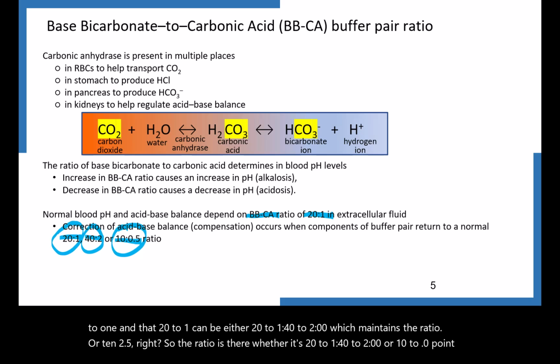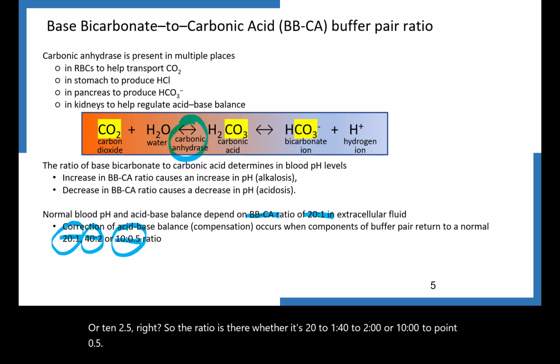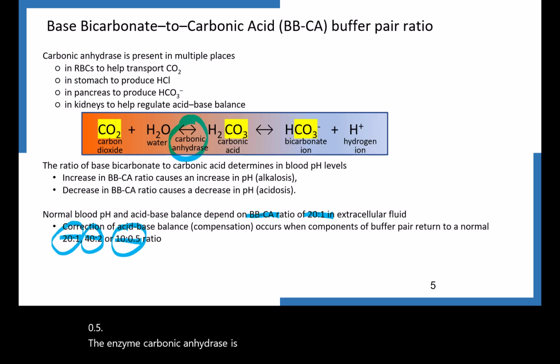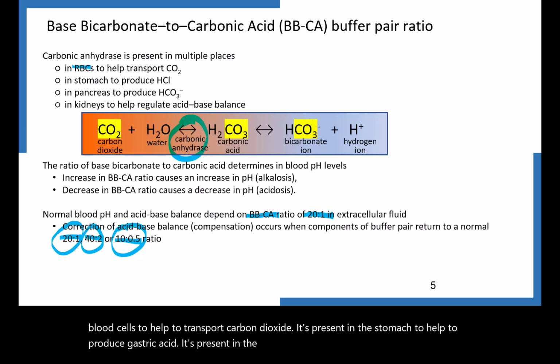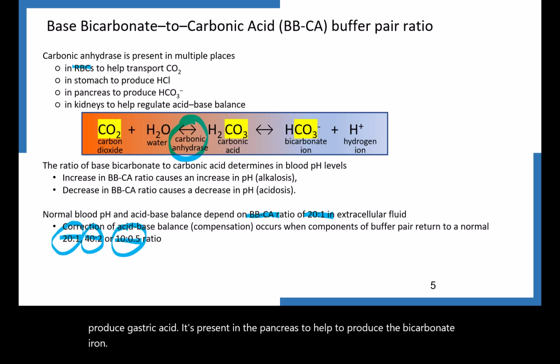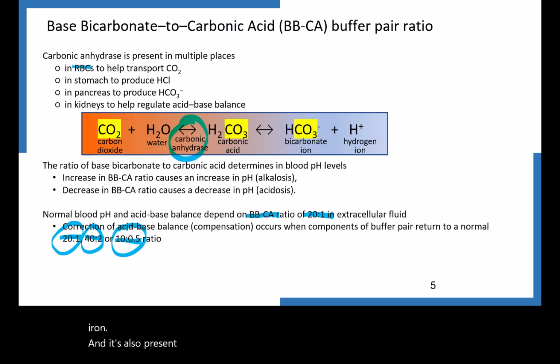The enzyme carbonic anhydrase is present in a lot of different places. It's present in red blood cells to help to transport carbon dioxide. It's present in the stomach to help to produce gastric acid. It's present in the pancreas to help to produce the bicarbonate ion. And it's also present in kidneys to help to regulate acid-base balance, right?